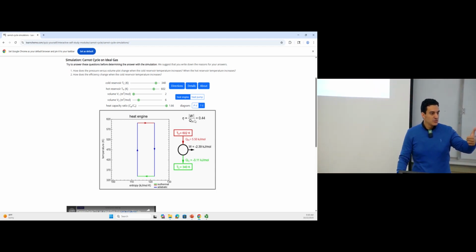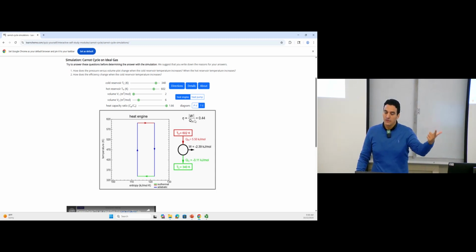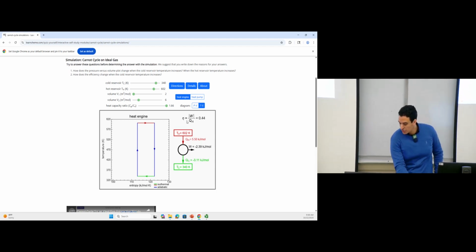If you have TH, what you need to do with TH? Try to increase it. Okay? If you have the lower temperature of the working fluid, you try to reduce it. Only these two options you have. So always you can increase TH or decrease TL.